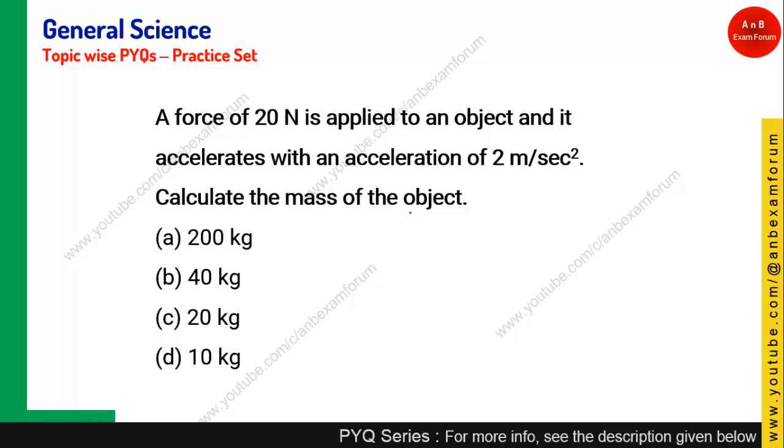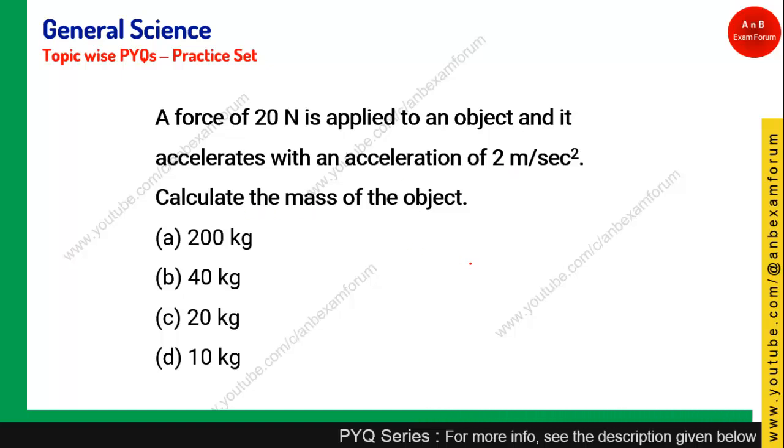A force of 20 Newton is applied to an object, and it accelerates with an acceleration of 2 meter per second square. Calculate the mass of the object. Again the same formula, but in this question he is asking about the mass of the object. Force is equal to mass into acceleration. Force is 20 Newton, mass you need to calculate, acceleration is 2 meter per second square. So your answer will be 10 kg. The 10 kg is the mass of the object for which, if we apply 20 Newton force, it gets an acceleration of 2 meter per second square.